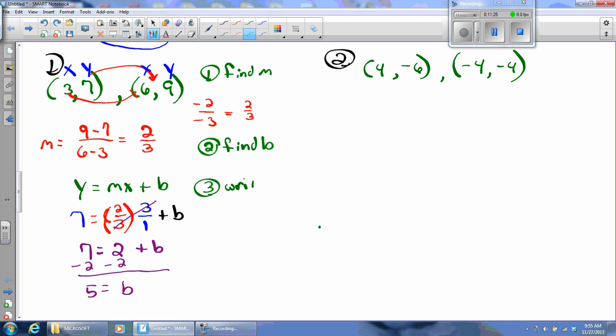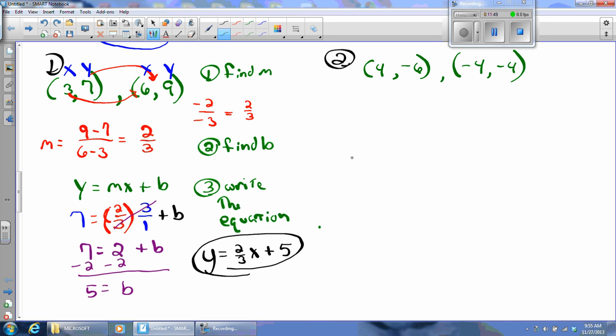The equation. When you write the equation, you need to have variables in it, not all numbers. So my equation, my variables will be y and x. Y is going to equal, what's the slope? 2/3 x plus 5, the y-intercept. And there is my equation. All right, let's do one more, and then I'll give you 2 to do, and you can see my solutions.